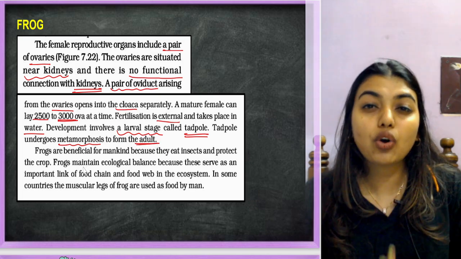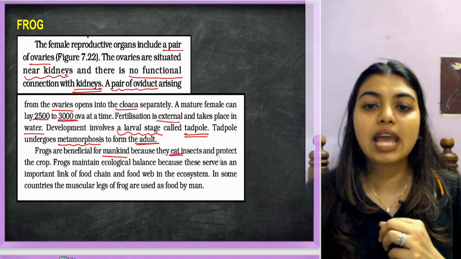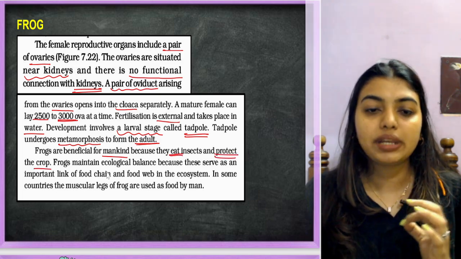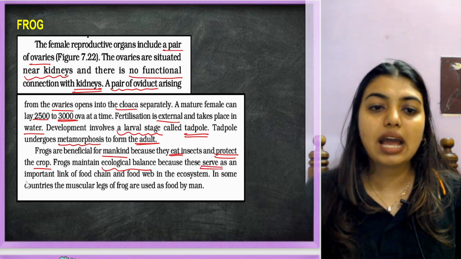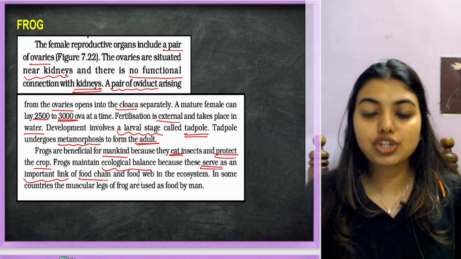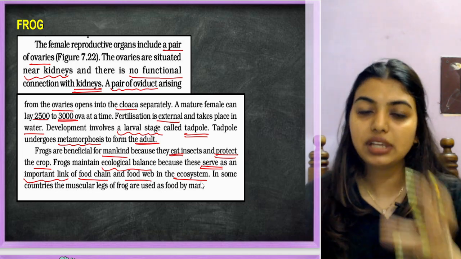Now, how is frog really beneficial to us? It is beneficial for mankind because they eat insects and protect the crop. Frog maintains ecological balance because they serve as an important link of the food chain and food web in the ecosystem. Yes or no? They are a very, very important part of the ecosystem.